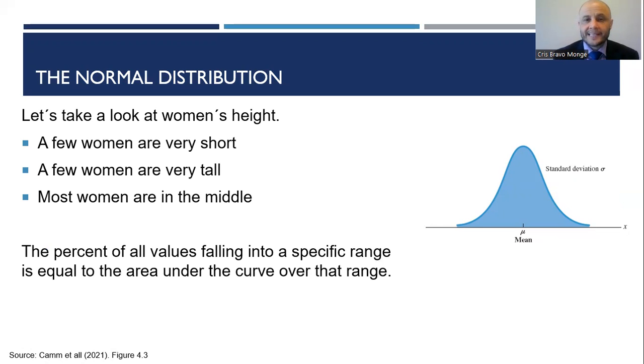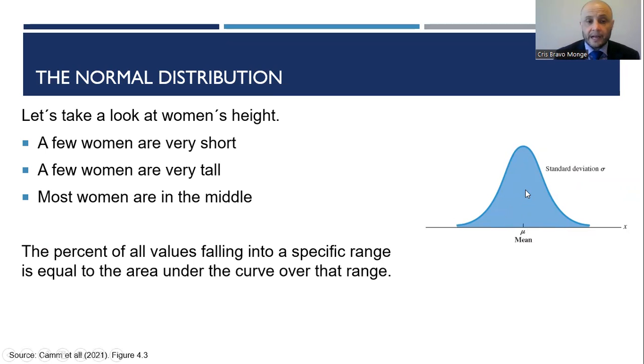Let's take a look at women's height. Women's height will follow a normal distribution. That means that most women's heights will be in the middle, where you see the likelihood is taller, because it's more likely to find women in this area. A few women will be on the short side and a few women will be on the tall side, okay? But most will be in the middle.